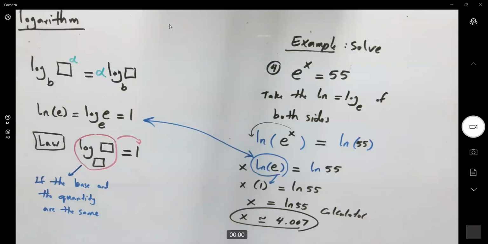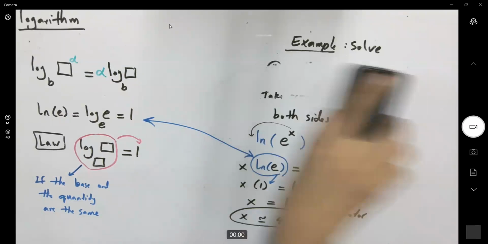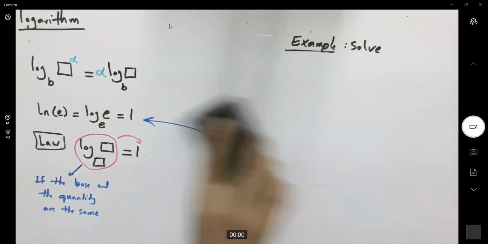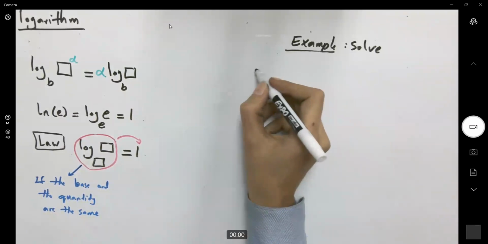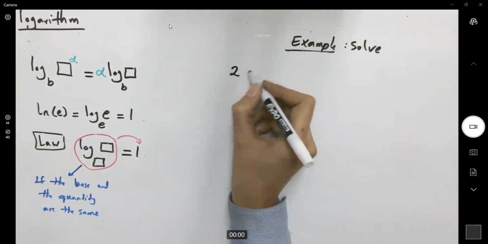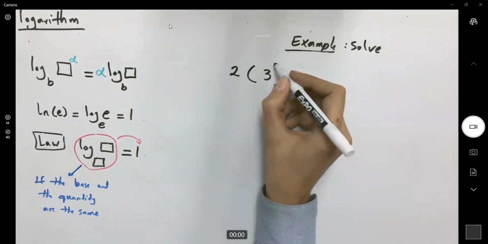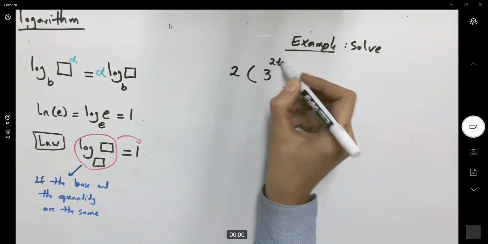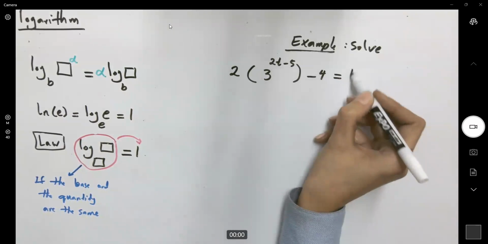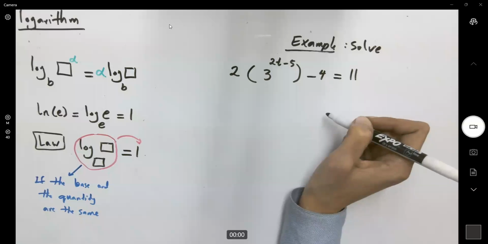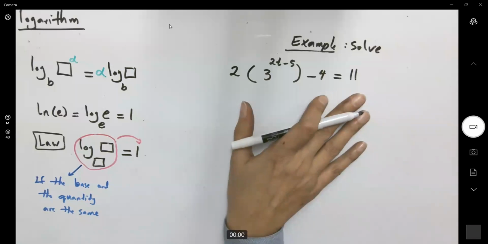So another example. Well, let's make it more interesting. These are easy. Well, here the question says solve the following. We have 2 times 3 to some exponent like 2t minus 5, and it is minus 4 equals to 11. Well, it's pretty much complicated.